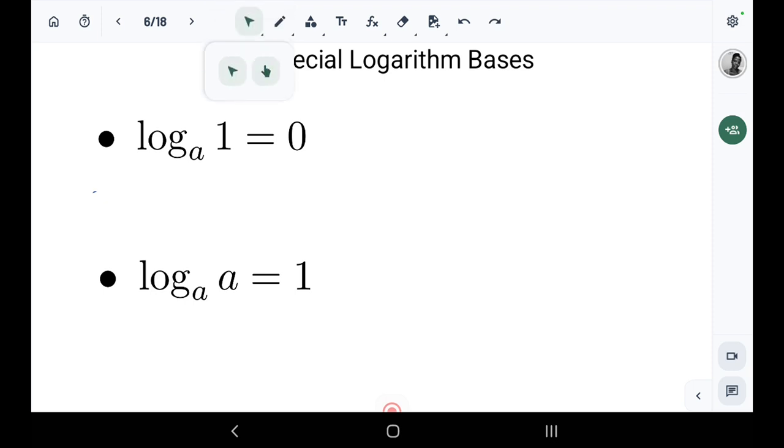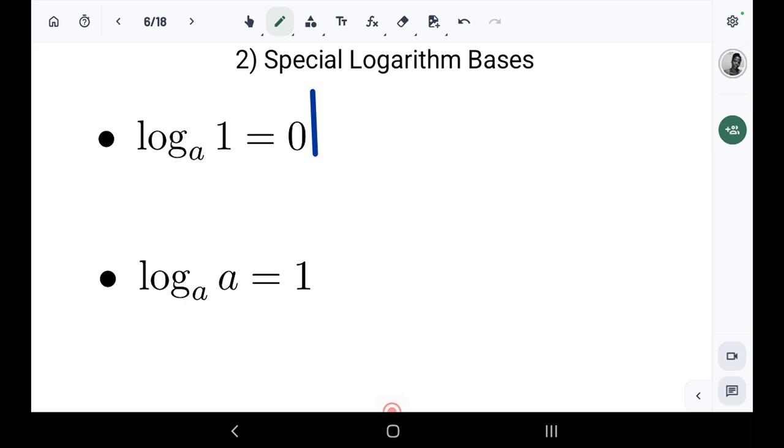Now let's look at the special logarithm bases. The first special logarithm base is this. It's when you've got the log of 1 to the base a, any base except for 0, is equal to 0. Let's prove that. Let's prove how that comes about.